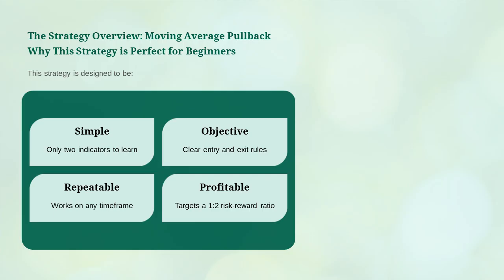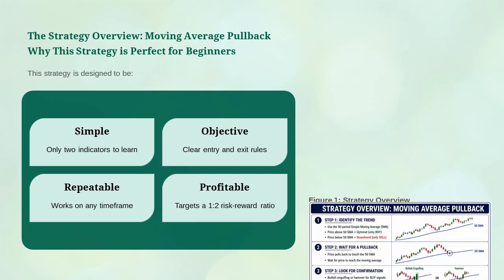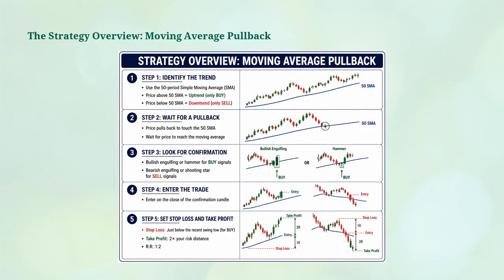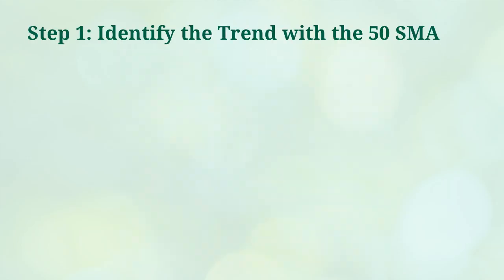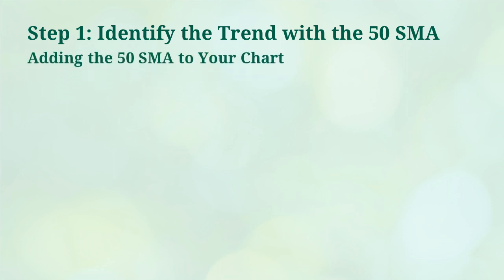Let me show you how this works on the chart. Reference Figure 1. Here you can see the basic structure. In an uptrend, we look for price to pull back to the moving average, then we look for a bullish confirmation candle, and we enter. Simple but powerful. The first step is the most important, identifying the trend. And we do this using the 50-period simple moving average. Let me show you how to add it to your chart.